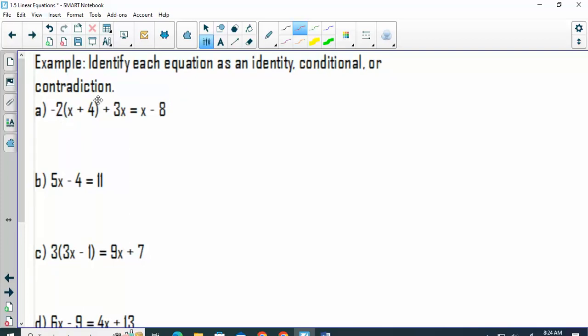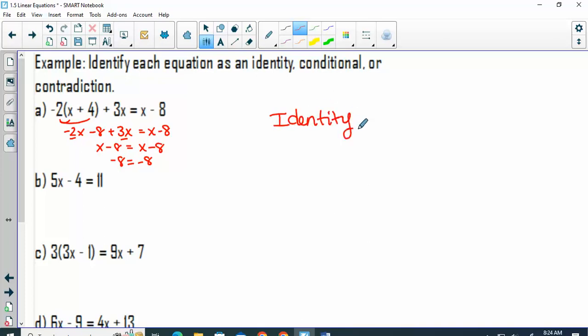So the first one, if we distribute, we have negative 2x minus 8 plus 3x equals x minus 8. Negative 2x plus 3x is x minus 8 equals x minus 8. If I subtract my x, I get negative 8 equals negative 8. So what does that mean? We have infinite solutions. Any value of x works.